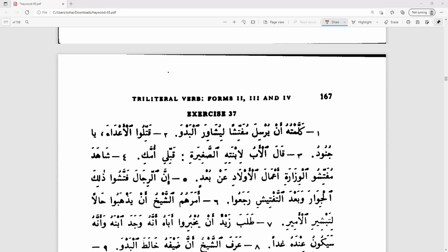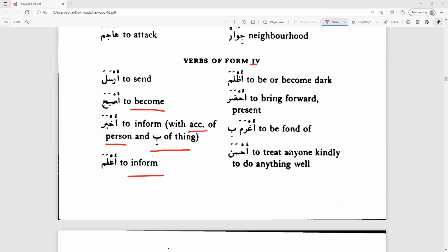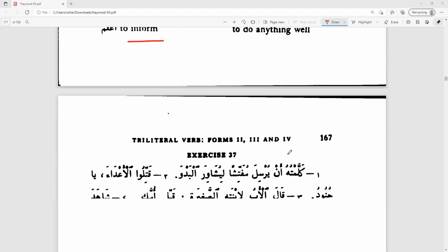So here you could say speak. You could just say, I told him to send an inspector for Yushaviru. What is Yushaviru? To consult or advise. Al-Badwa, so the Bedouins. So I told him to send an inspector to advise the Bedouin.